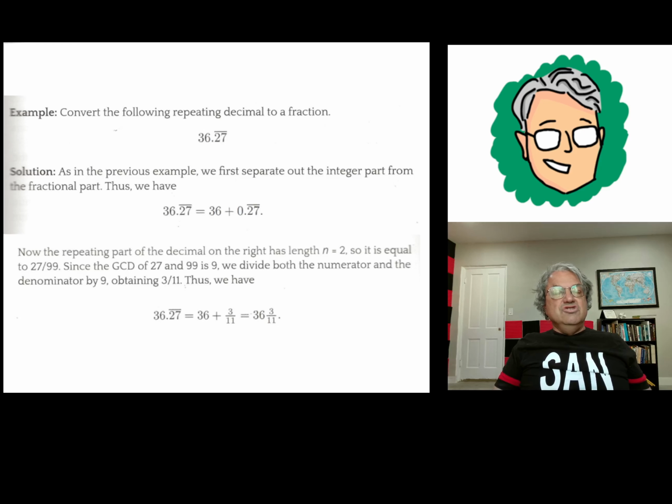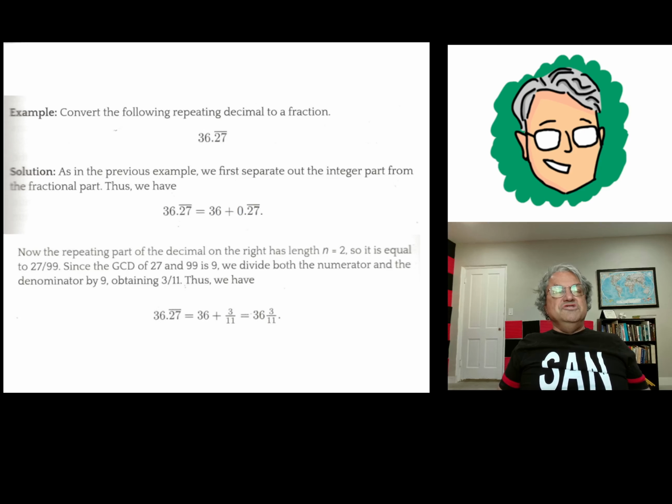Same idea. 0.27 repeating is 27 over 99. See, this time our period was 2, so we had to subtract 1 from 10 squared, or 100 if you like. That gives us 99. So we have 26 plus 27 over 99.